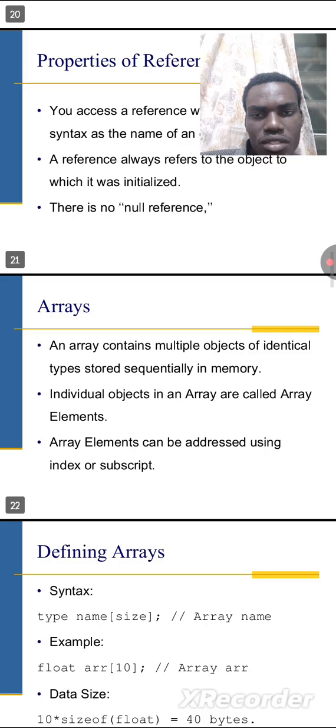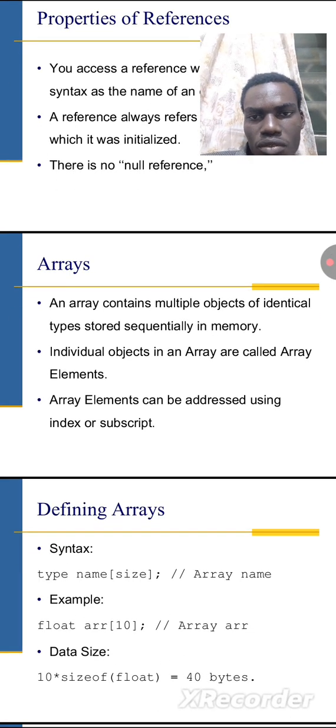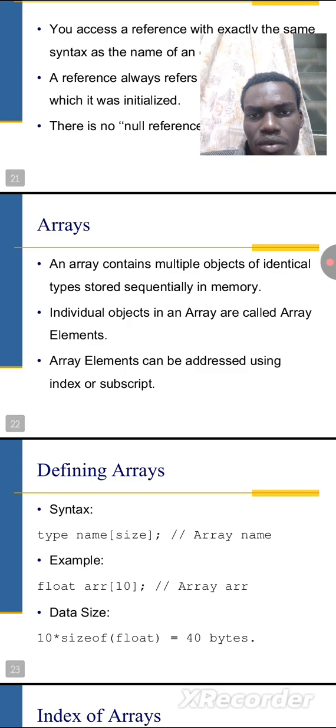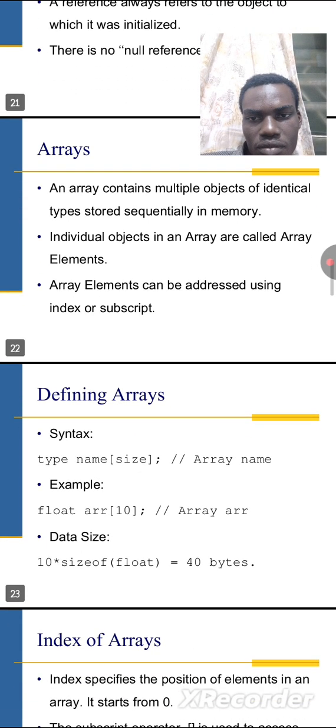Let's look at arrays. An array contains multiple objects of identical type stored sequentially in memory. Individual objects in an array are called array elements. Array elements can be addressed using an index or subscript.